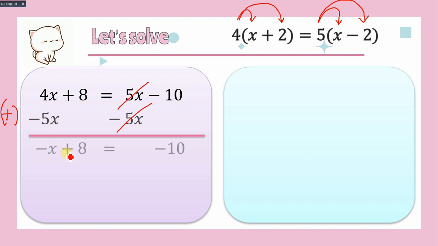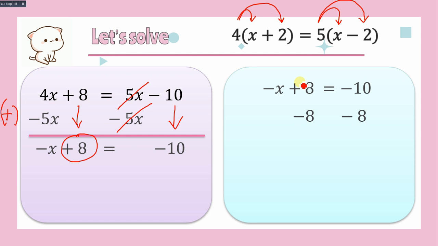The only problem here is to cancel out positive 8 by adding both sides by negative 8, always the opposite. So you can simply cancel this out. We have negative x equal to negative 10 plus negative 8, we have negative 18.